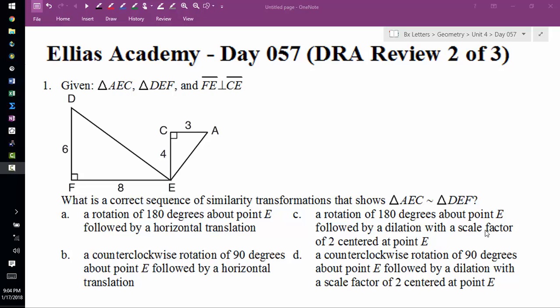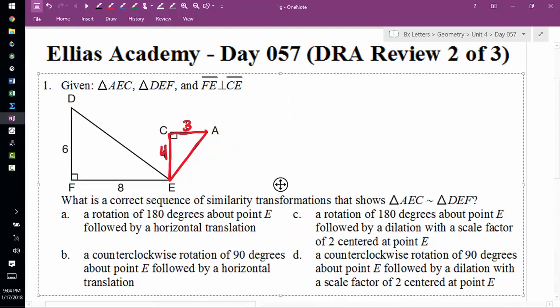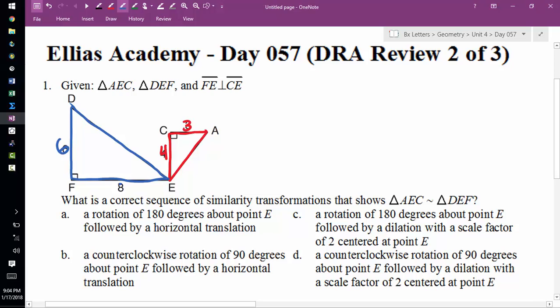Problem 1 tells us we have triangle AEC, this smaller one, with a leg of 3 and another leg of 4. And then it tells me we've got another triangle, DEF, which is larger. Leg of 6 and a leg of 8. And they also tell me that they're perpendicular, therefore forming right angles.